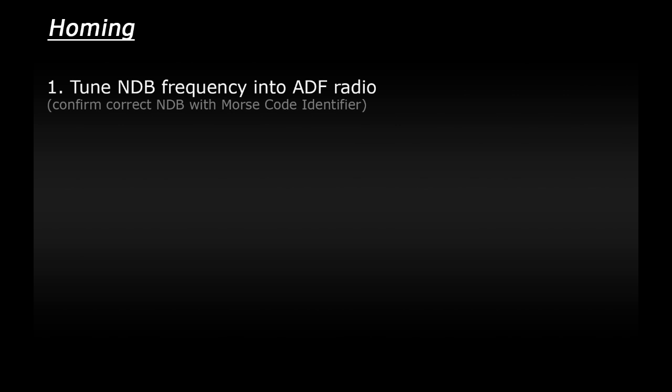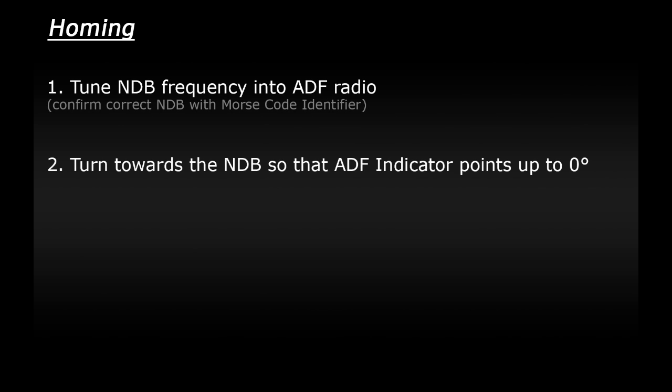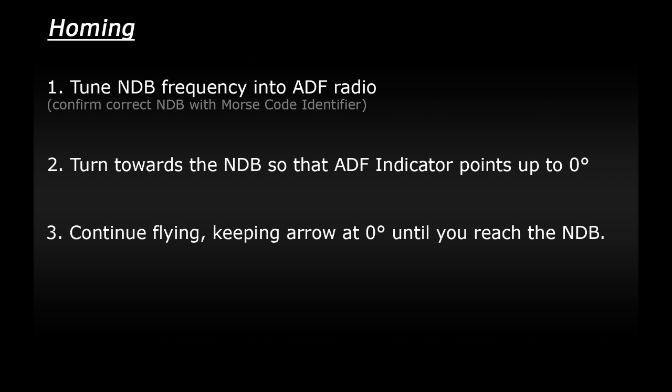So I mentioned before that there's two ways you can navigate using the ADF. The first method is called homing. This is very straightforward. You tune the frequency of the NDB you want to fly to into the ADF radio. Turn so that the ADF indicator is pointing to 0 degrees, and simply continue flying until you reach the NDB. Normally you can tell when you've reached it because the ADF arrow will spin and point in the opposite direction as you pass over the NDB.